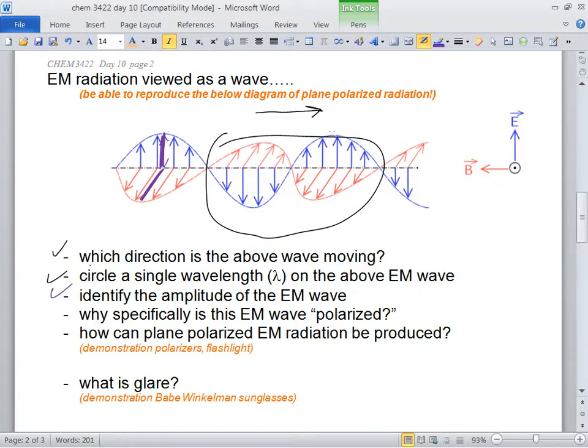Why is this wave polarized? Brandy, that is a tough question. You're supposed to know how to draw this and be able to reproduce it, and what you are drawing when you draw this is polarized radiation. Well, what makes it polarized? If this is polarized, what would unpolarized be? That might be an easier question, but let's stick with this one first. Anyone know? Why is this polarized?